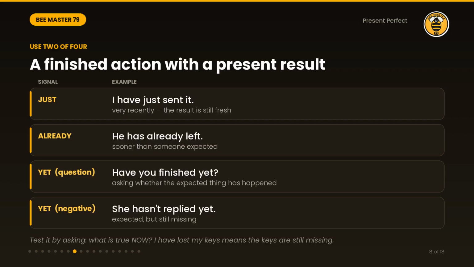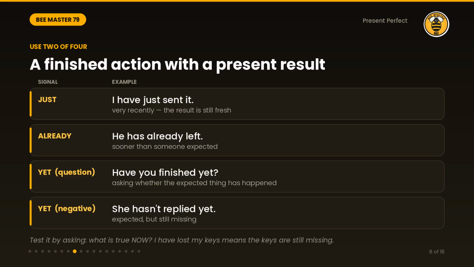Use number 2, a finished action that has a present result. The action is over, but you are mentioning it because of what is true now. I have just sent it. He has already left. Have you finished yet? She hasn't replied yet. Notice the little signal words. Just means very recently. Already means sooner than expected. Yet appears in questions and negatives, and it means the thing is expected but still missing.